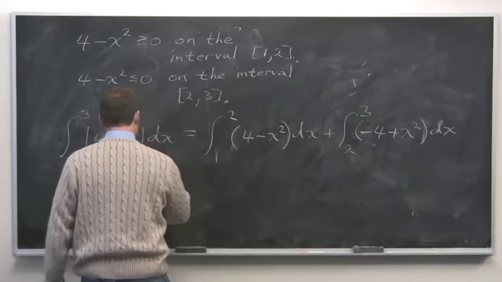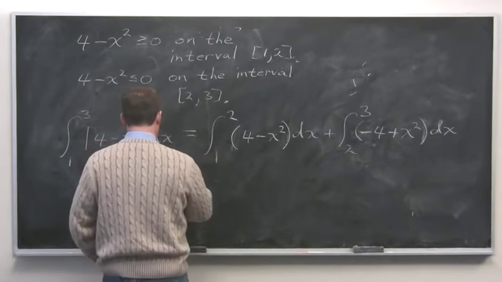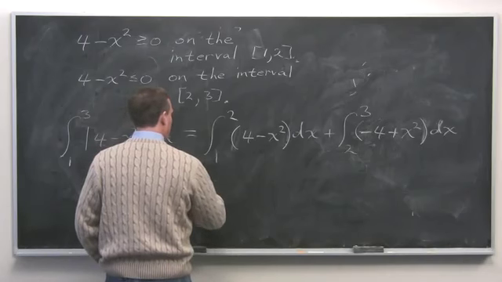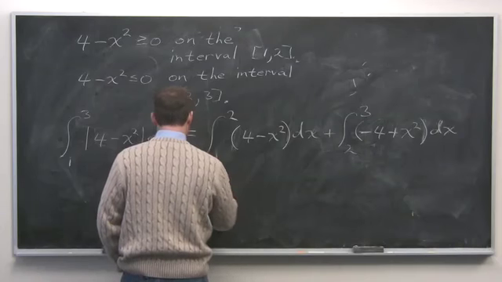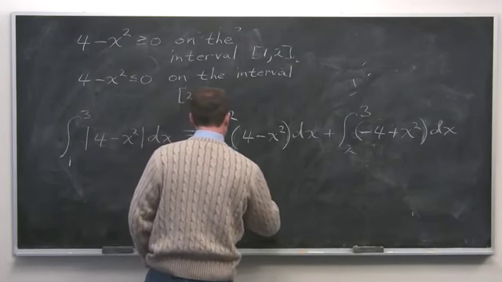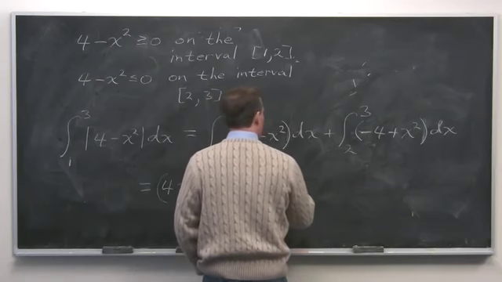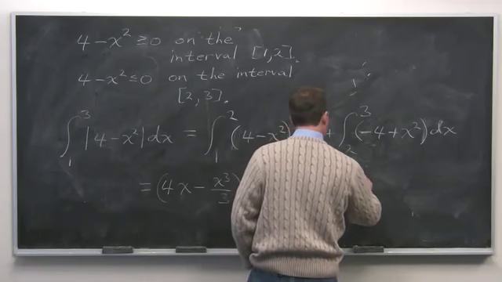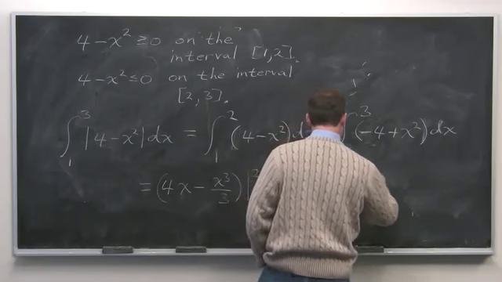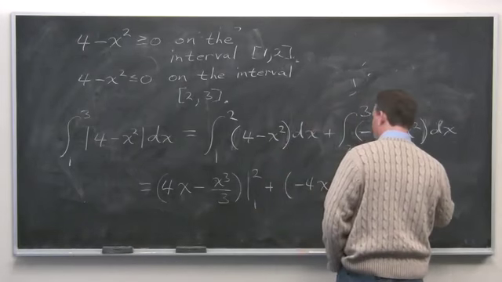And then you just do this. So we can do it. These aren't hard integrals. You get 4x minus, use the power rule, minus x cubed over 3, evaluated from 1 to 2, plus, then you get a minus 4x plus x cubed over 3, evaluated from 2 to 3.